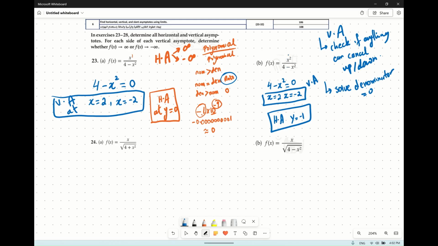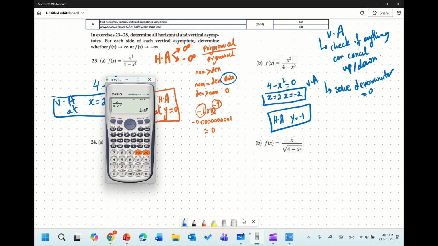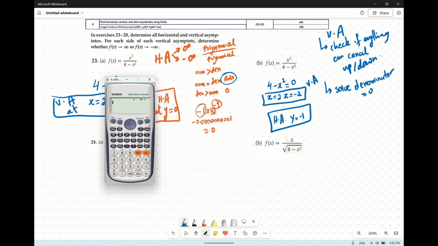Again, how could I have done this with the calculator? I will go to my calculator. I will write my function.